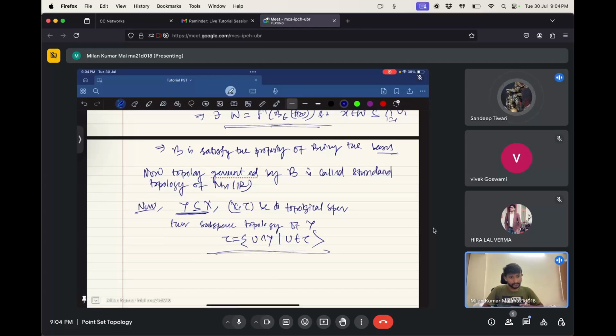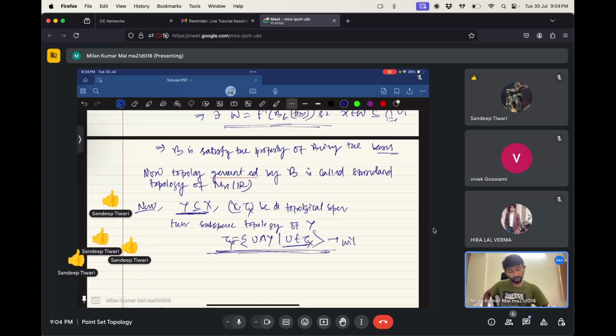X is a set and tau is a topology on it. Y is a subset. Now, what is the subspace topology of Y? That is basically U intersection Y for all U belonging to tau. This collection, which I'm writing as tau X, tau Y, will form a topology, called the subspace topology.